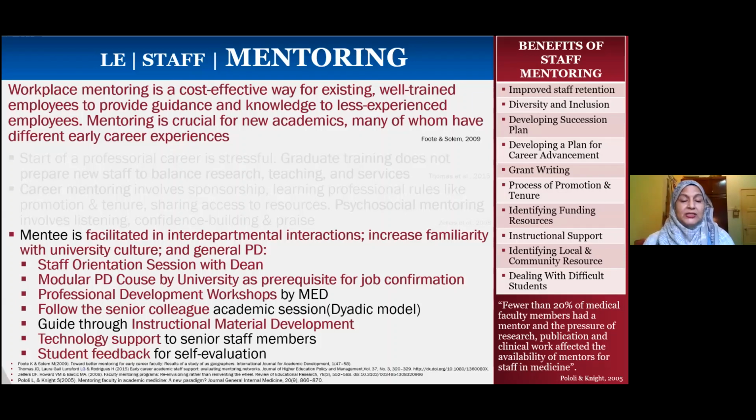Technology support to senior staff members who are not familiar with PowerPoint or slide making or accessing other teaching-learning materials on the computer. They are assisted with it. And student feedback for self-evaluation is very important to get. So if you get the questionnaires, the feedback from them is going to help the lecturers to benefit.